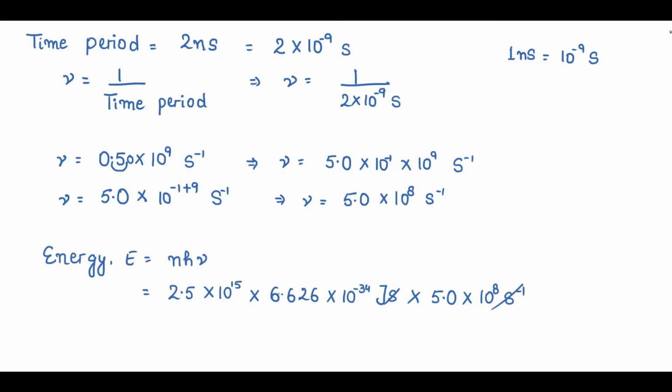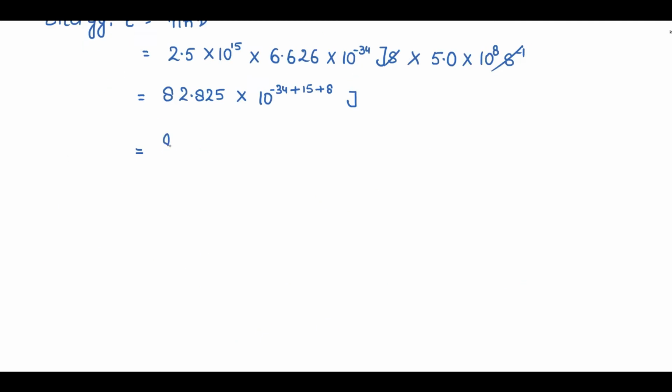So 2.5 into 6.626 into 5, it will be 82.825. Now these powers are in multiplication, so you can simply add them. I'll first write the negative power. So minus 34 plus 15 plus 8. Unit I am having joule. 82.825 into 10 raised to power minus 34 plus 15 plus 8, it will be 23 and unit joule, right?